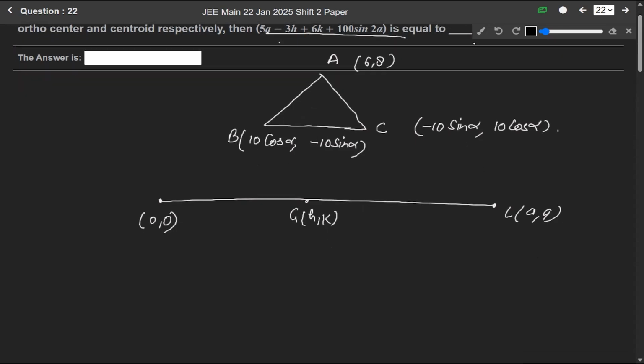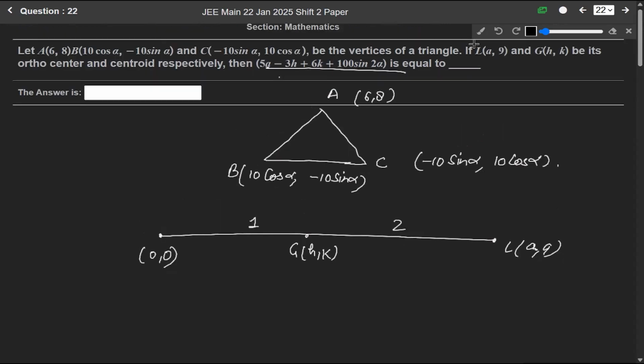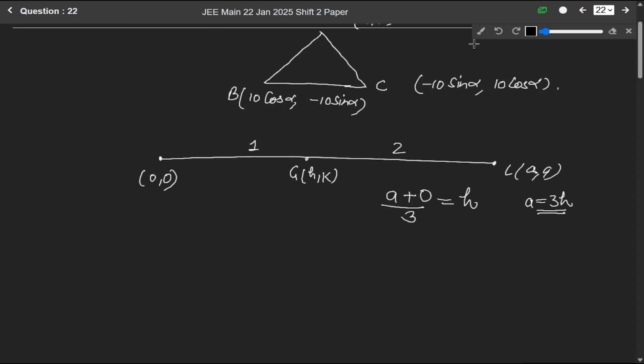So this is L(a, 9), and this is the centroid (h, k). So this will be like a, 9. So (a + 0) over 3 will be equal to h, so a equals 3h, and (9 + 0) over 3 will be equal to k. So this implies that k equals 3.